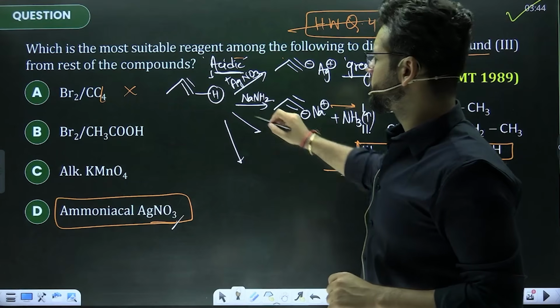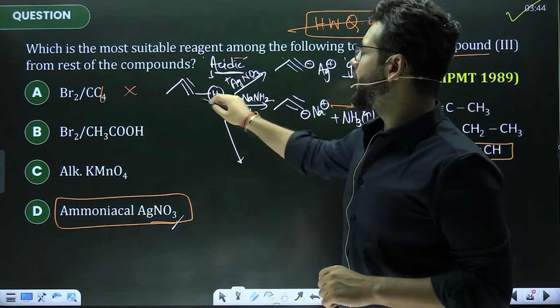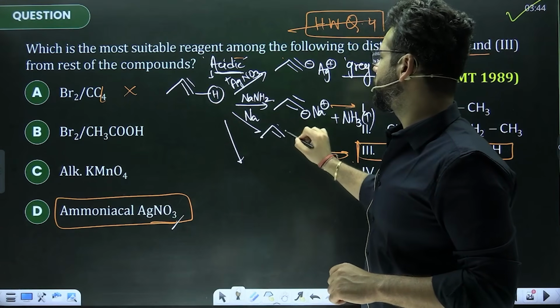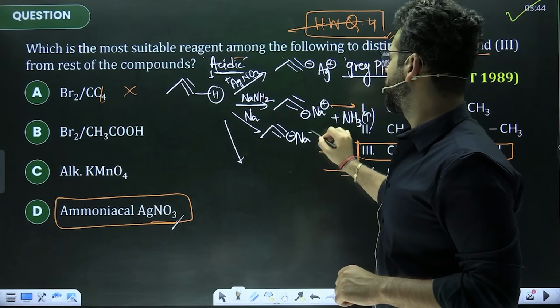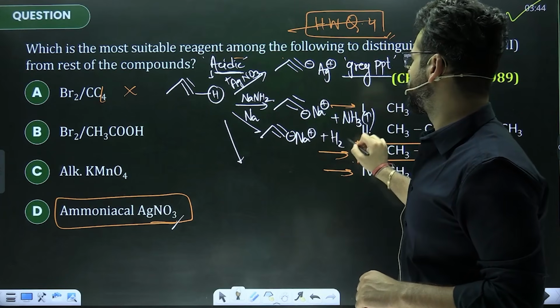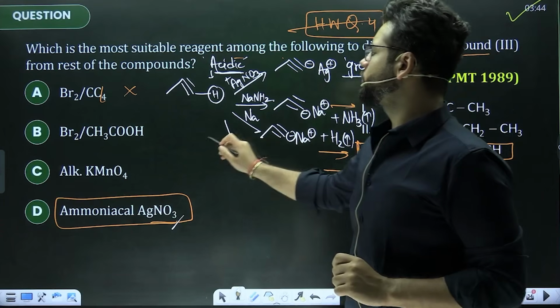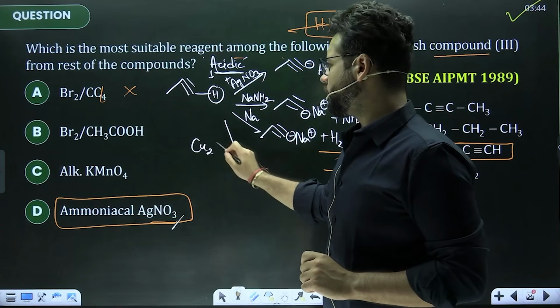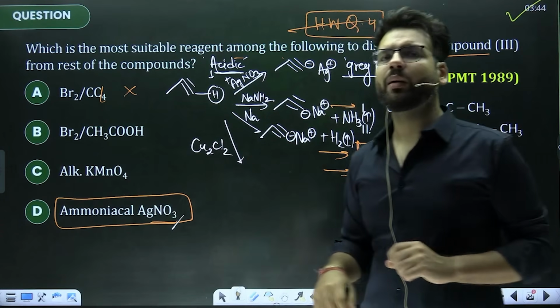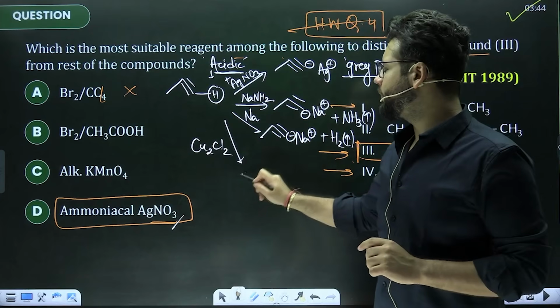This could be used to distinguish. Sodium can distinguish. Any acidic group reacts with an active metal to give you salt plus hydrogen gas. So a popping sound can come, a cracking sound can come. Or you can also use ammoniacal cuprous chloride. With ammoniacal cuprous chloride, a red precipitate you will get here.